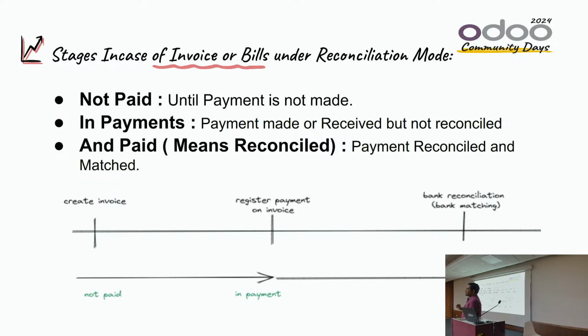The second thing, you need to understand your stages. The stages of any invoice, you can say the life cycle, right? When you use Odoo, you have to work with the 3 stages. Once you create an invoice or a bill, it is kept as not paid. Once you make a payment, you need to be very clear: when you make a payment, you are not making a payment from your bank statement itself.